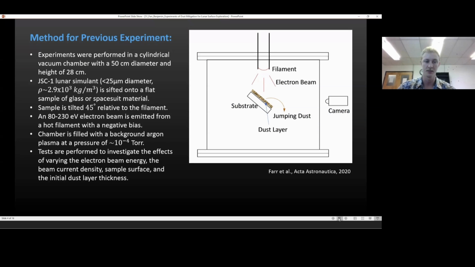Inside the chamber, the material is tilted 45 degrees relative to the filament. The filament puts out an 80 to 230 electron volt beam, emitted from a hot filament with a negative bias, and all the tests are performed in vacuum. To record the data, we just use a video camera. We start by taking a picture of the sample 100% covered in dust, then a picture of the sample completely clean, and then we record the dust as it sheds off the material. To get a number for our results, we subtract the images, which gives us the coverage throughout the test. Can we go to the next slide, please?